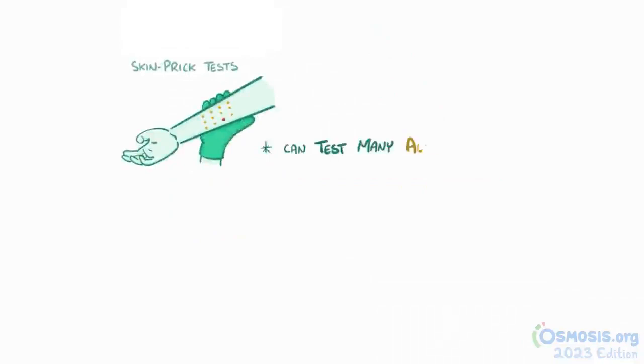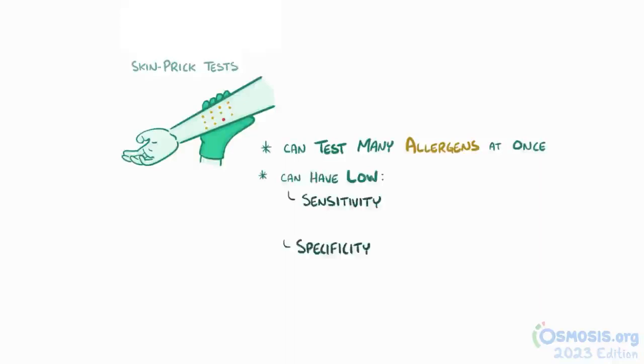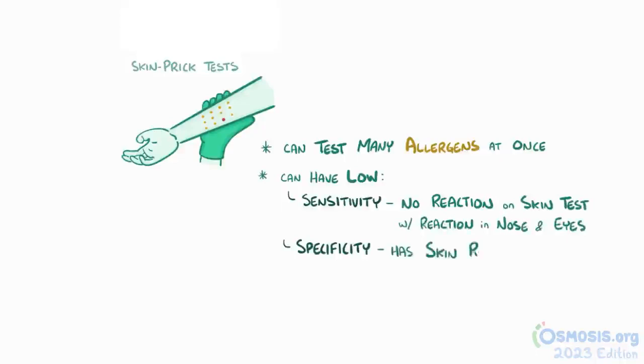These can test for a lot of allergens at once, but they can sometimes have low sensitivity as well as low specificity. In other words, sometimes a person might have no allergic reaction on the skin test, but have a localized allergic reaction affecting the nasal cavity and eyes. That's low sensitivity. Other times, a person might have a skin reaction to something, even though they don't normally have symptoms when they encounter an allergen in their everyday life, and that would be low specificity.